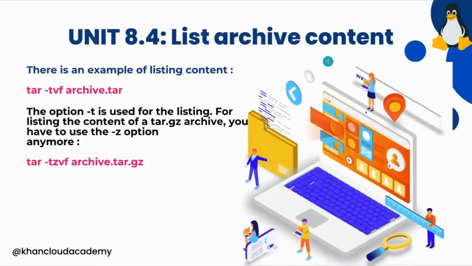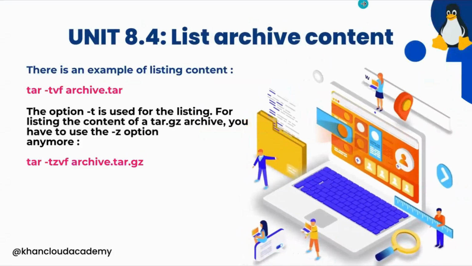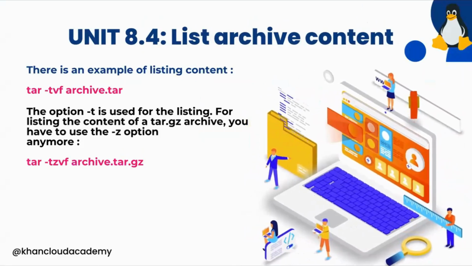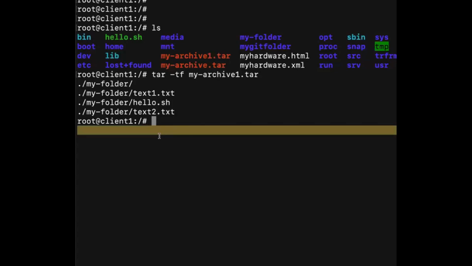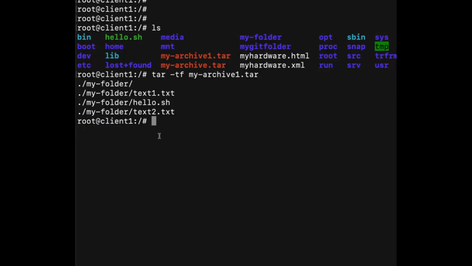List archive content. So here is an example of listing content like tar -tvf archive. The option -t is used for listing the content of a tar.gz archive. You have to use the -z option. So this is how it's all about. Let me go to the terminal and I will show you how it's going to work.